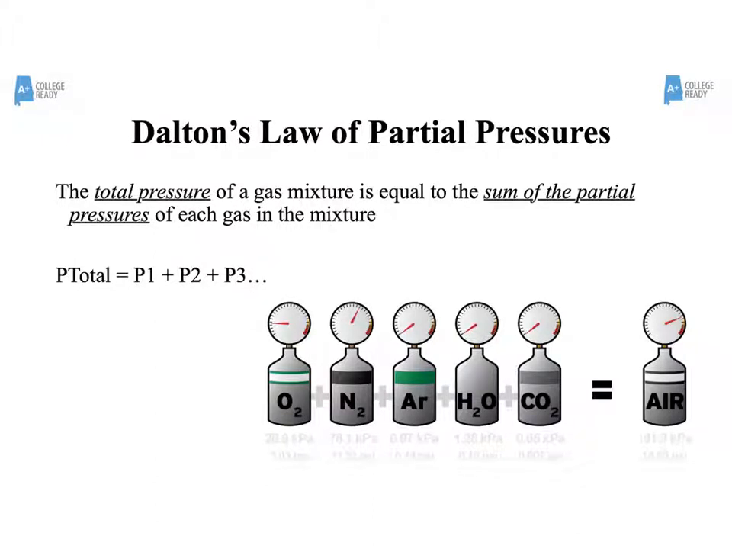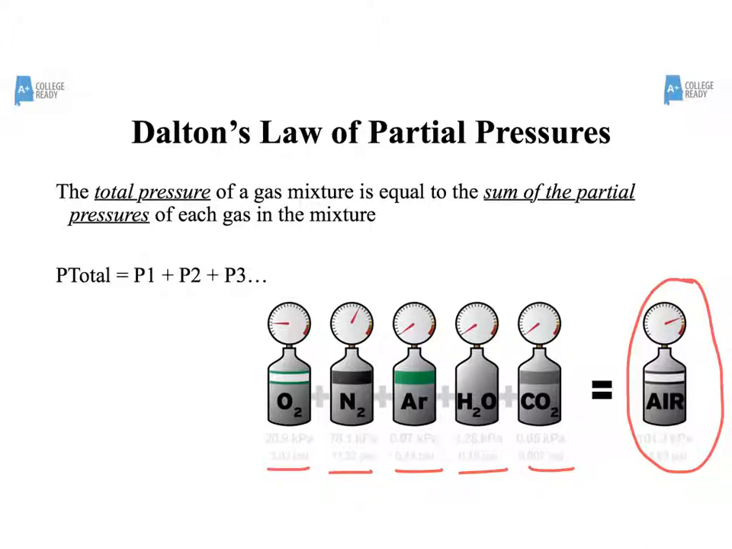The first law that we're going to talk about is called Dalton's Law of Partial Pressures. And it says the total pressure of a gas mixture is equal to the sum of the partial pressures of each of the gases in the mixture. So if we have a container that has air in it, and air consists of oxygen and nitrogen and argon and water vapor and carbon dioxide, all of those things are in this container of air.